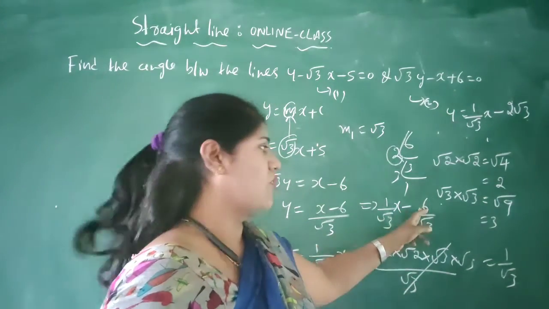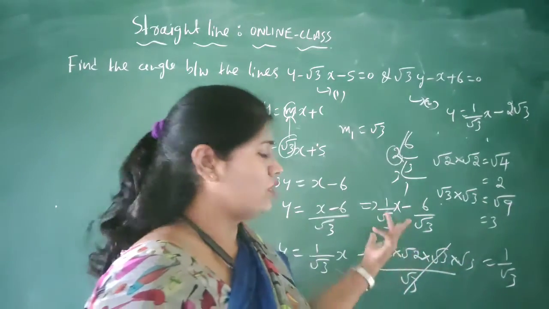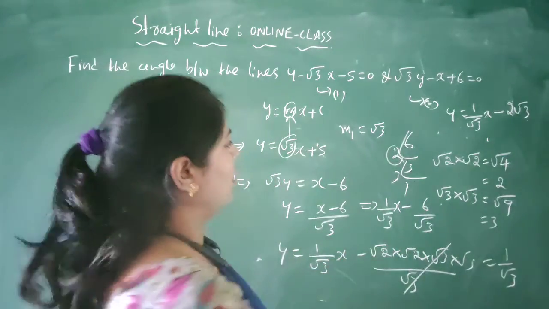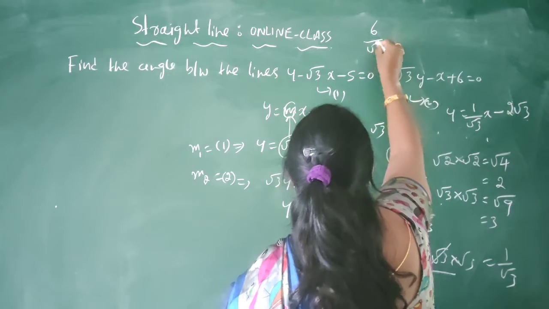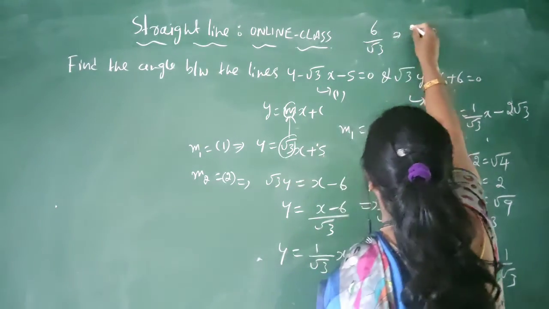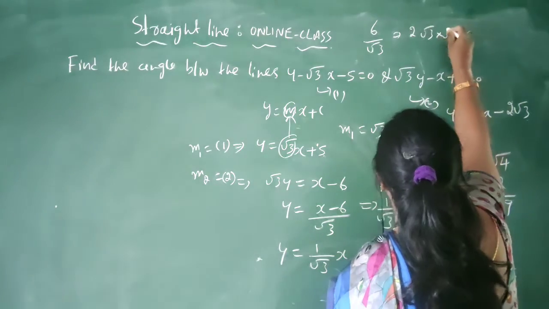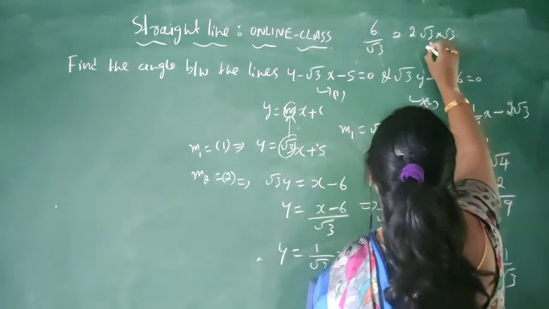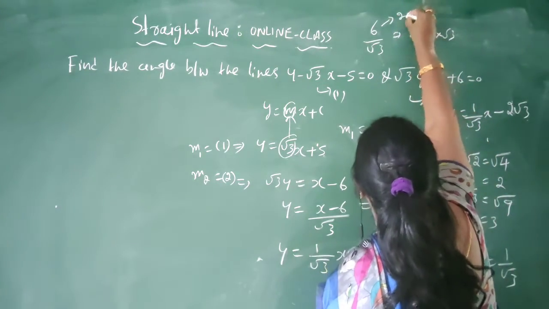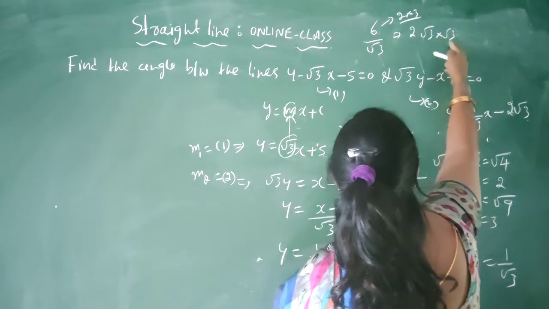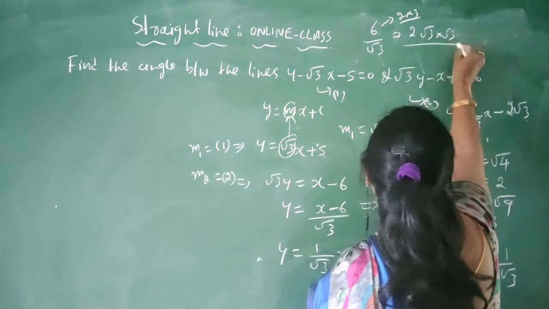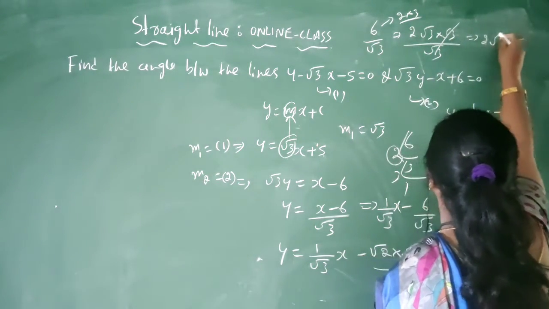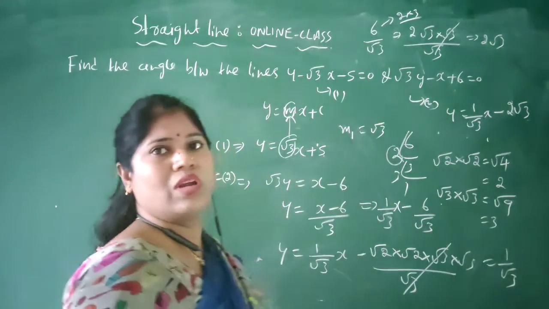So this we have to simplify. 6 can be written as 2 root 3 into root 3. Root 3 into root 3 is root 9. The square root of 9 is 3, so 6 is 2 into 3. So root 9 is nothing but 3. Here the denominator is root 3, cancel it off, you get 2 root 3. You can also do it like this.